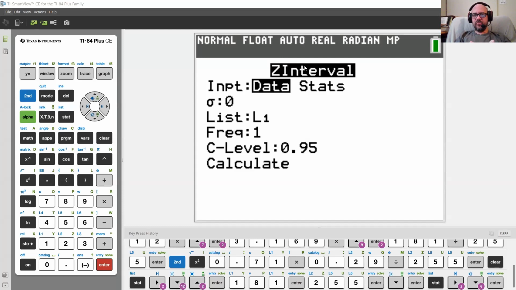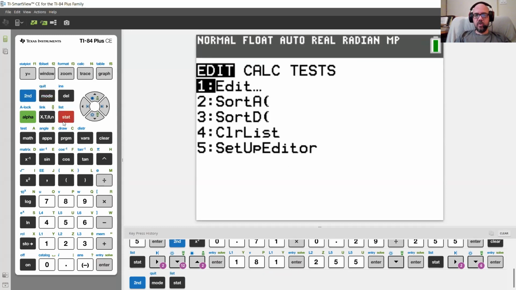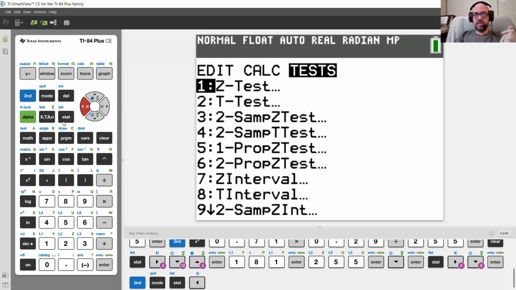And for z intervals, you have to know sigma, right? When we don't know what the population standard deviation is, that's when we use a t distribution and therefore a t interval. So I don't think there's much point in z intervals, to be honest. So we're not going to use them. So, stat tests, t interval.